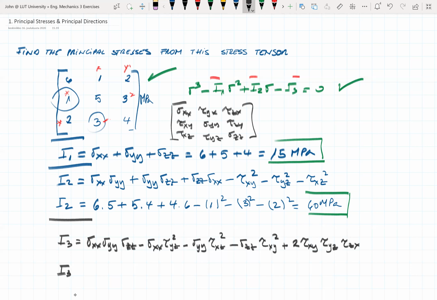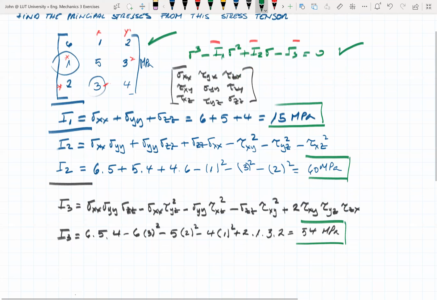Substituting the values here, I will have 6 times 5 times 4 minus 6 times yz 3 square minus sigma yy 5 times xz, it's going to be 2 square minus 4 times xy, it is going to be 1 square plus 2 that multiplies 1, 3, and 2, and that's going to be equal to 54 megapascals.